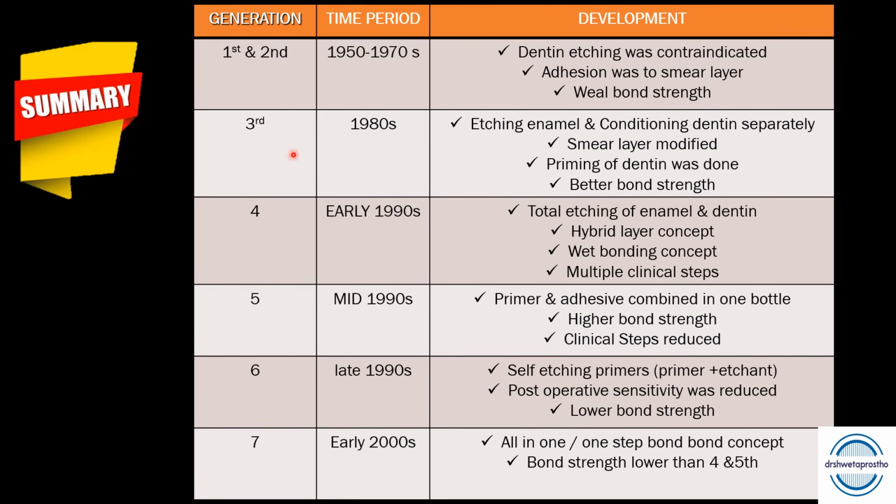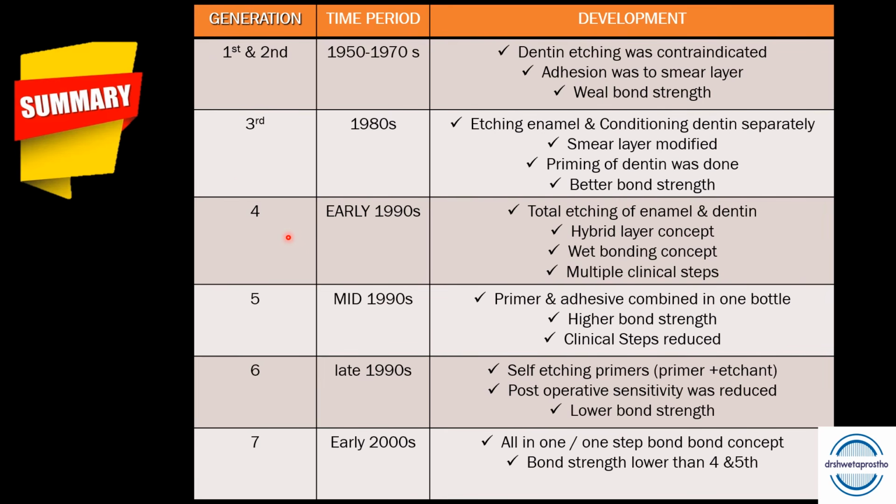Coming to the third generation, which was introduced in 1980s, etching of the enamel and the conditioning of the dentine was done separately. Okay, the smear layer was modified. Priming of the dentine was done, okay, followed by the adhesive. It had a better bond strength as compared to the first and second.